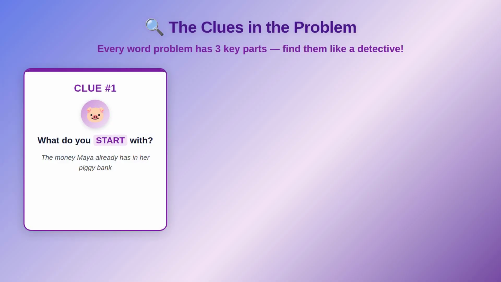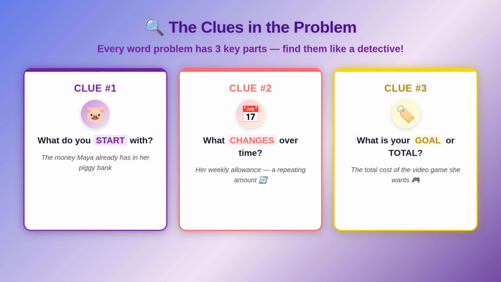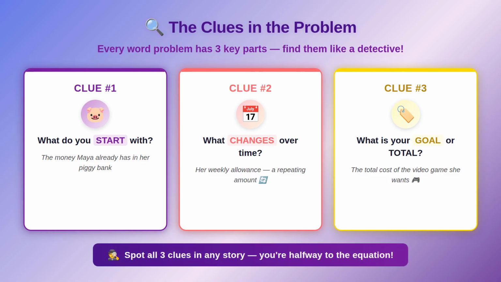Before we can write an equation, we have to find the clues, just like a detective. Every word problem has three main parts. First, the starting point. For Maya, this is the money she already has in her piggy bank. Second, the part that changes. This is her weekly allowance. It's a repeating amount. And third, the goal or the total. That's the total cost of the video game she wants. Once you can spot these three clues in any story, you're halfway to solving it. Let's break down Maya's situation and find her clues.